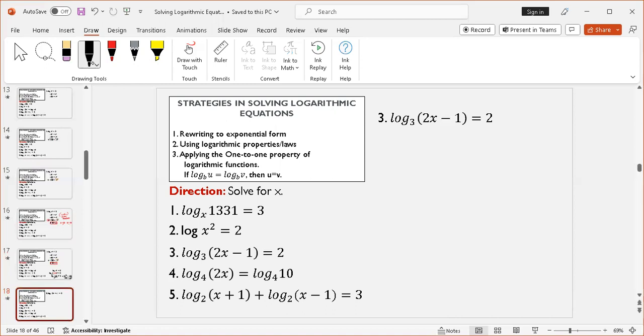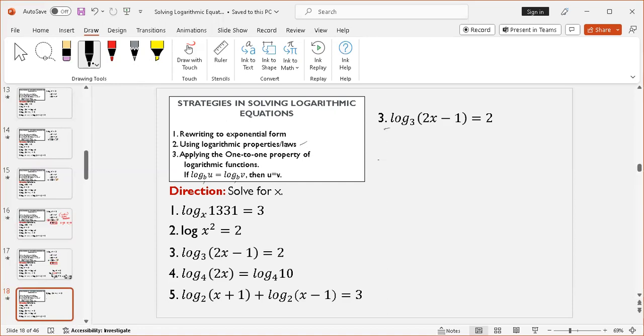So in this example, still the most applicable strategy here is number 1, rewriting to exponential form. Wala naman tayong i-apply na property dyan or law. And yung logarithmic expression, nasa left side lang naman. So, we cannot perform one-to-one property. So, dito ulit tayo sa strategy number 1.